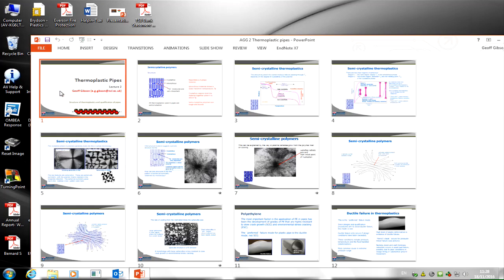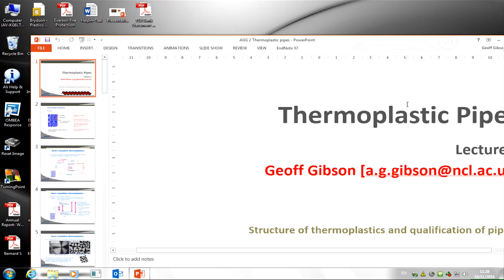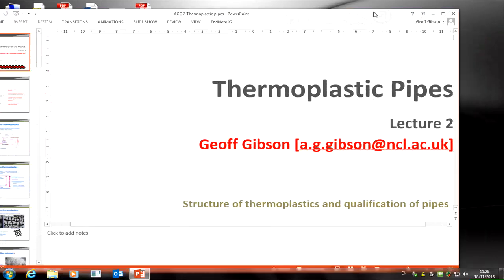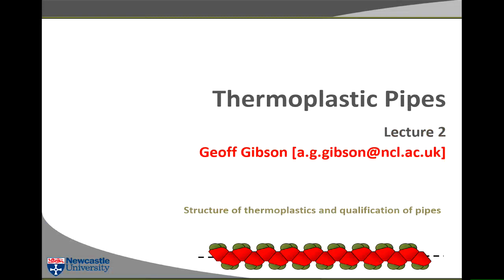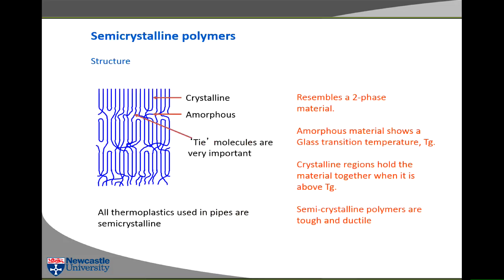Just a little bit more about the structure of these polymers that we use in pipes. I've done some of it already, but we'll do a little bit more. Right. I want to talk first about the structure of what we call semi-crystalline thermoplastics, and then how knowledge of the behavior of these materials is used to qualify them for use in pipes, because this is all governed by standards. You can't just take any old thermoplastic and put it in a pipe. You have to follow standards.